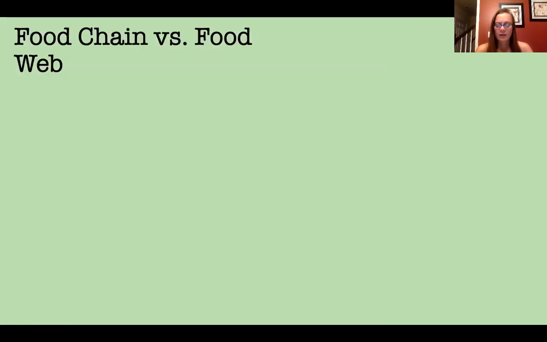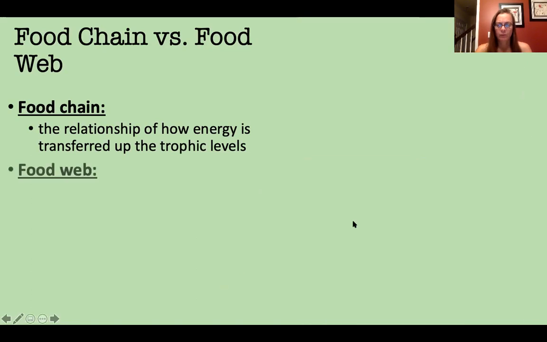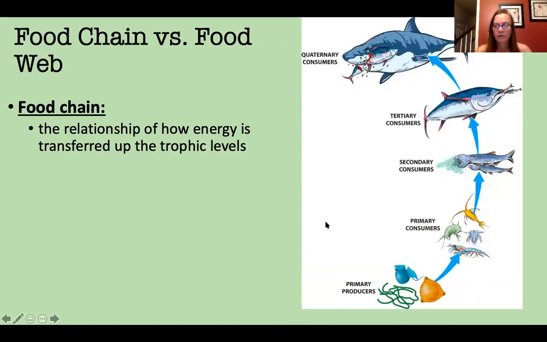Okay, let's talk about food chains and food webs. A food chain shows us how energy transfers up trophic levels. Here we have an aquatic food chain. We have our primary producers, which in the ocean is phytoplankton. We have our primary consumers, which again in the ocean tends to be your zooplankton, but can be slightly larger organisms such as shrimp. Secondary consumers eat the primary consumers. Tertiary consumers eat secondary, and quaternary eat tertiary.